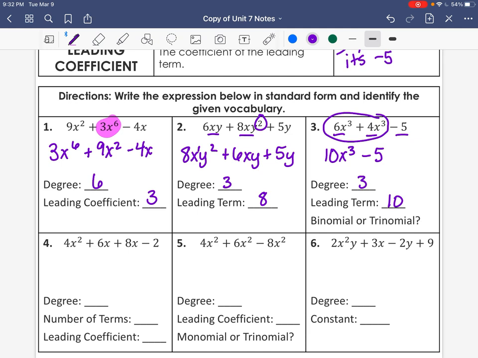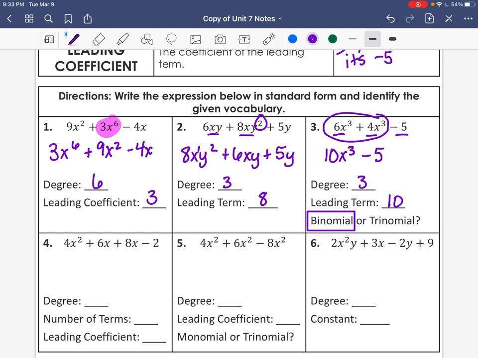And then we have a new question. Is this a binomial or a trinomial? Well, if we looked just at the beginning of this, we would think, oh, that's a trinomial. But after we combine the like terms and we're here, we can see that that is a binomial. So we're going to put a box around binomial, not trinomial.